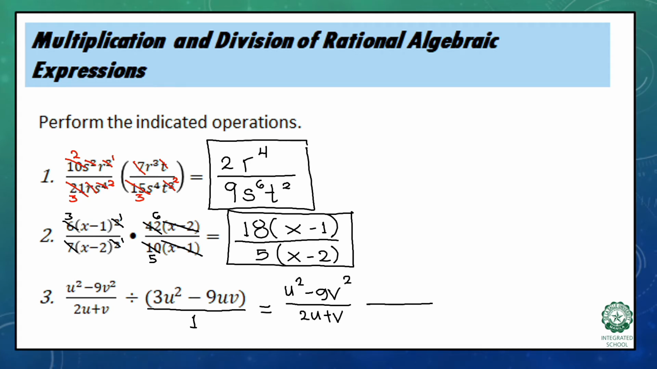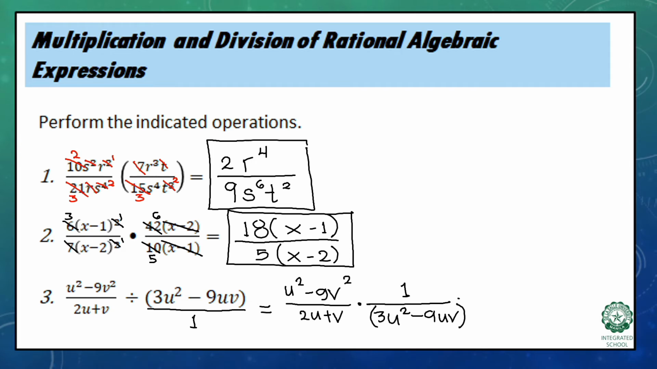Now, when you find the reciprocal of the divisor, it will be 1 over 3u squared minus 9ub, and remember the operation will be multiplication.